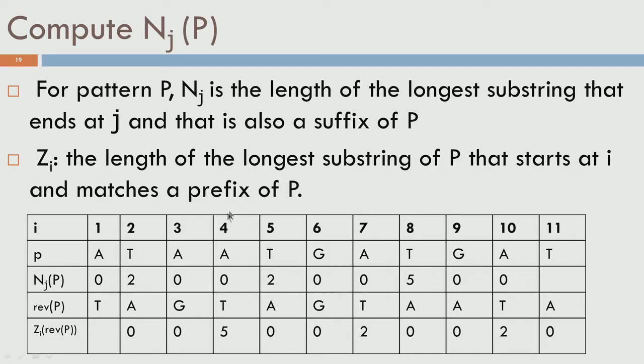Therefore, using this definition, you can now verify that these values are the appropriate lengths. We will also use the Z array along with the reverse of the pattern for a specific purpose, and we will come to that in a short while. Before that, let us look at the reversal of the given pattern P. In this case, the pattern is written backwards, that is TAG, TAG, TAA, TA.